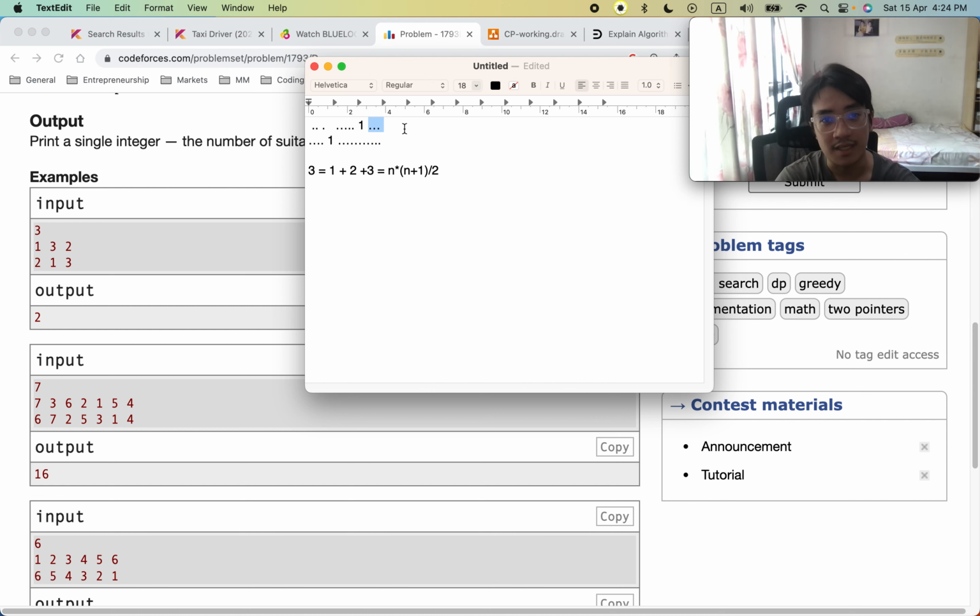Now assume the same thing here. Let's say it was 2 values, so it's 1 plus 2, but in any case it's going to be again n times n plus 1 over 2, which is going to be equal to 3. In this case it will be 6 in total. So in both cases, the MEX will be 1 because it excludes 1. When I say max, I mean MEX, the minimum positive integer.